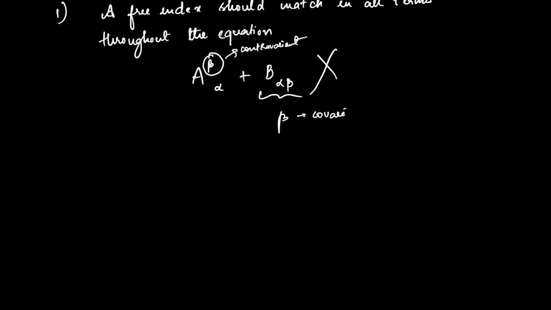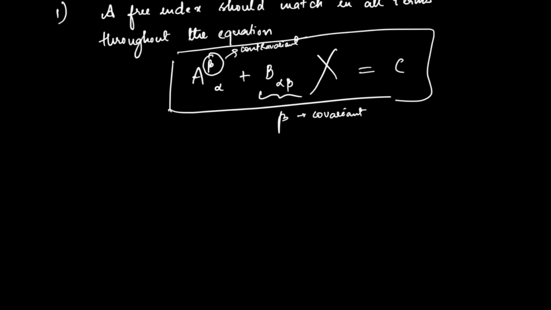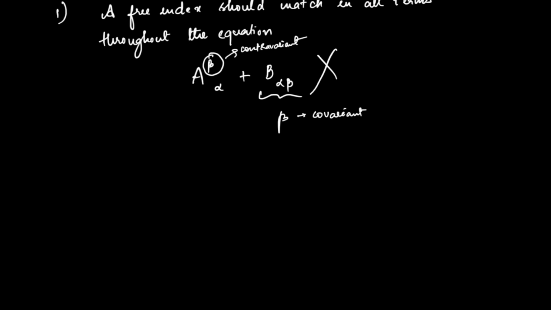But in the next term, beta is becoming covariant. So if a free index is appearing as contravariant in one term, then it should always be used as contravariant. You cannot change in the next term because this is one single equation, right? If I write this is equal to some C, then this is an equation. So in an equation, if a free index is contravariant in one term, it has to be contravariant throughout. And if it is covariant in one term, it has to be covariant throughout. You cannot mix and match. Therefore, this is wrong. Okay.